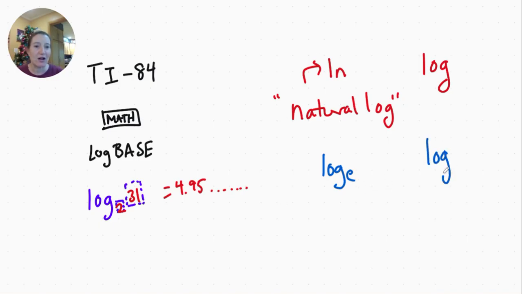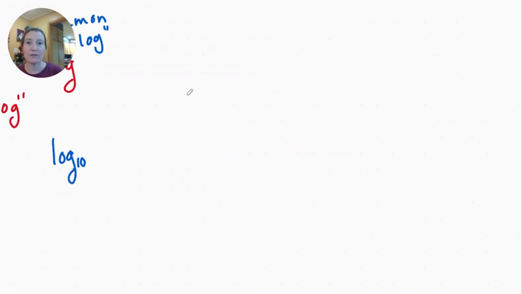This guy we call the common log. If there is no number written there, the common log or the common logarithm, that's the default base that we see is 10. I'm going to quick show you how to use these 2 buttons to evaluate a log of a different base. This is called the change of base rule, and then we'll do some problems where we're going to use logs in creative ways. Okay, change of base rule.